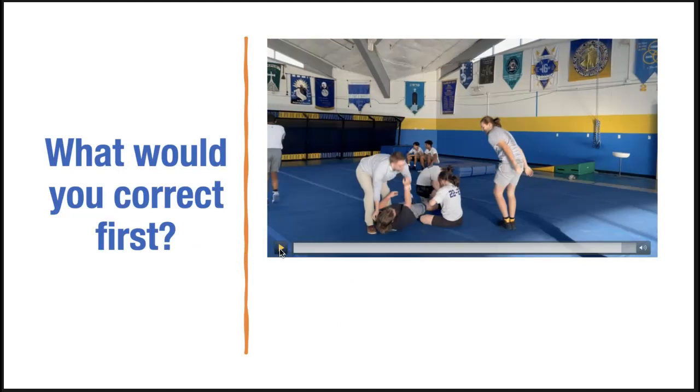All right. Most of you probably are not gymnasts. So what's the first glaring thing that needs to be fixed? You're on the mechanics side. Before you correct the flip, what needs to be fixed?